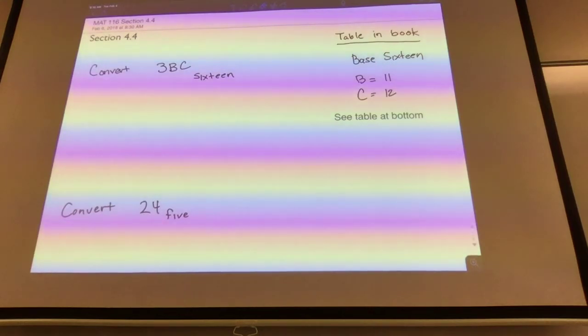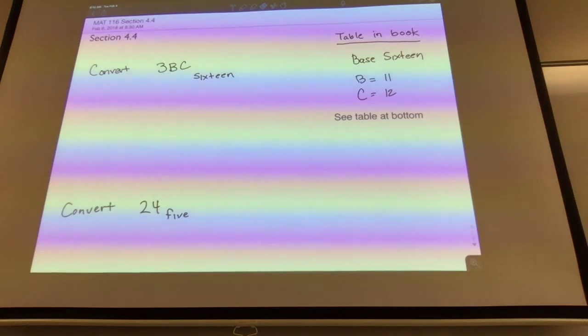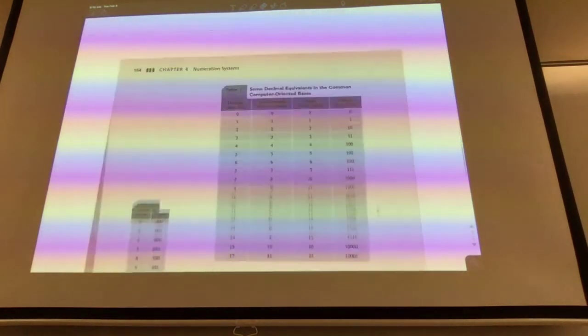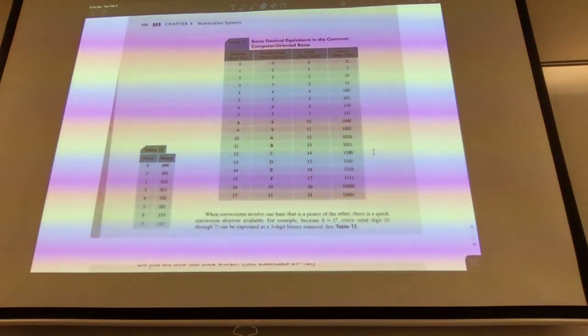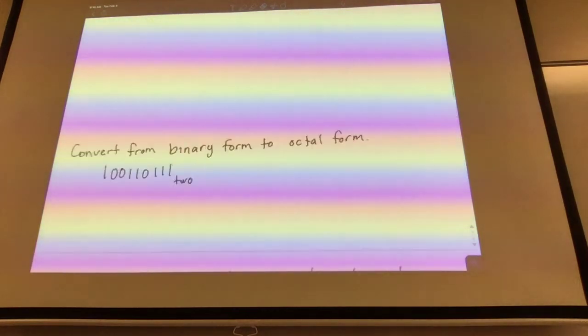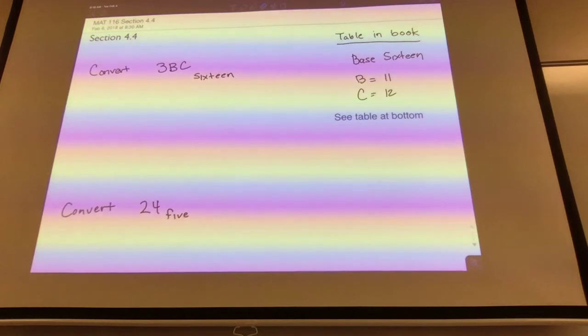They're going to give us something that says convert this to base 16. 3BC base 16. So you go to the base 16 table and you look up B and C. Let me go find that real quick. B is 11, and C I think we said was 12. So I found that off to the side and just made myself a note. I went to the table and jotted that down.